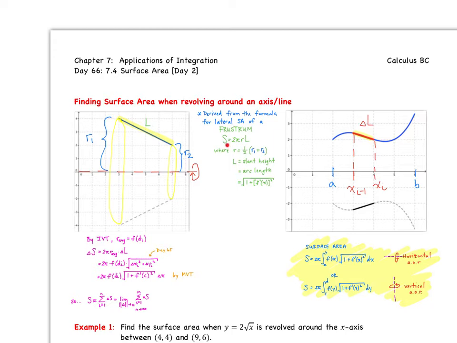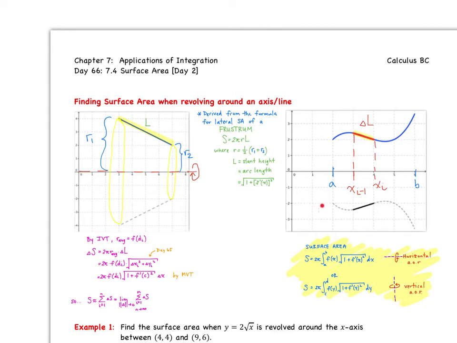And that formula, big S, is 2 pi R L. R is really 1/2 the sum of these two radii here, the big radius and the smaller radius. We add those together and we're just taking the average. L is the slant height, and essentially it's arc length. So it's the length of that arc, which we know from the previous video is the square root of 1 plus f prime squared.